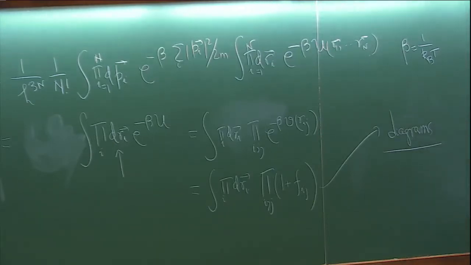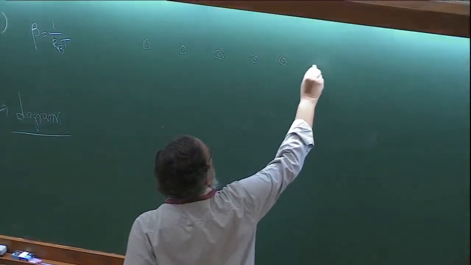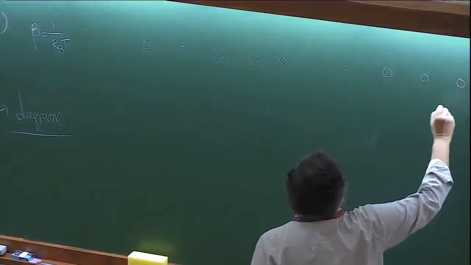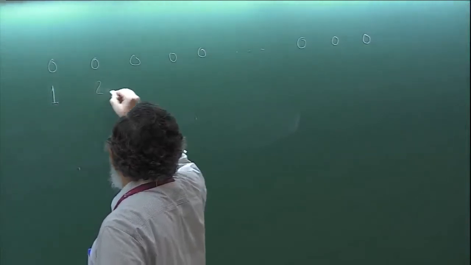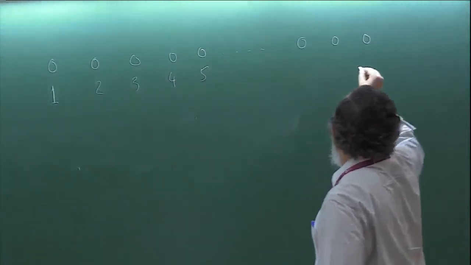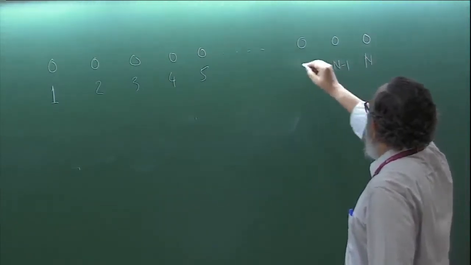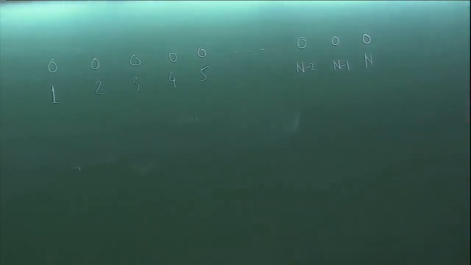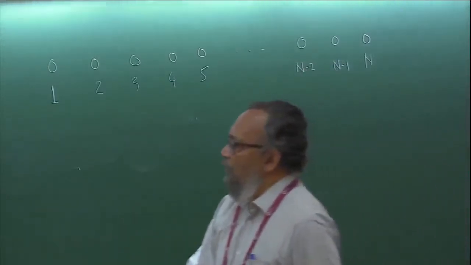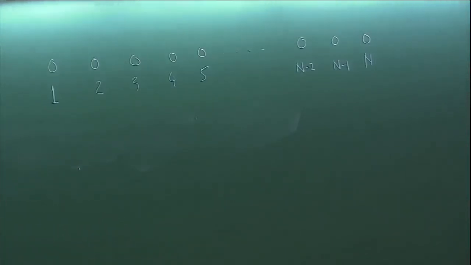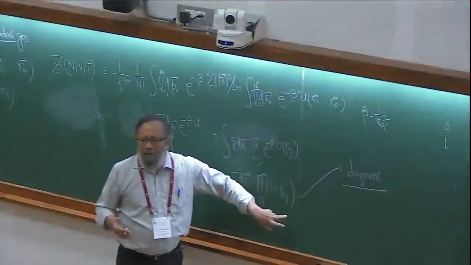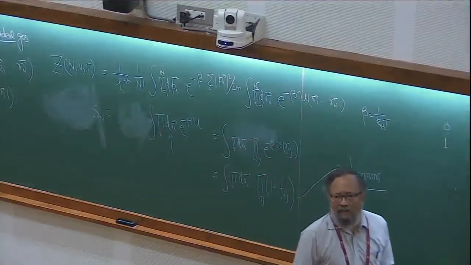You just draw the n particles, so you draw these n dots. Each dot represents one particle. Let's say we start by labeling them 1, 2, 3, 4, 5, and it goes up to n. So this is n minus 1, this is n minus 2, and some other things in between. Now, when you expand out this product, you can take one. Let's say you look at a particular pair, i equals 5 and j equals 7 or something like that. For that, you can either take 1 or you can take the corresponding f. And every time you take this f, you draw a line connecting the corresponding i and j.